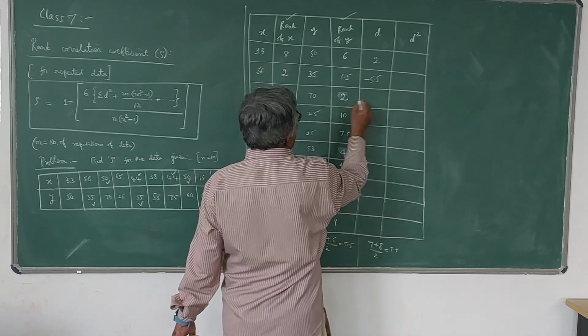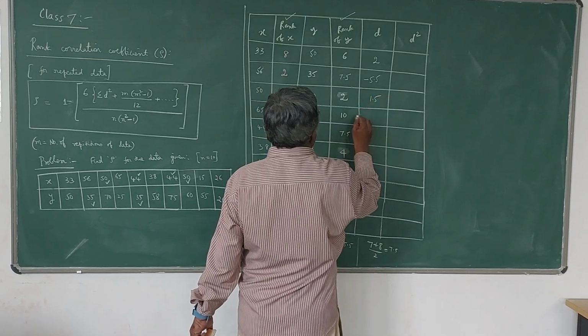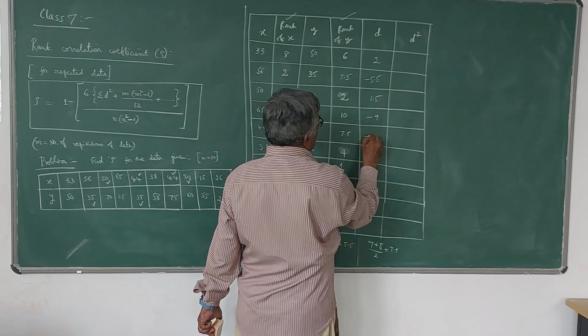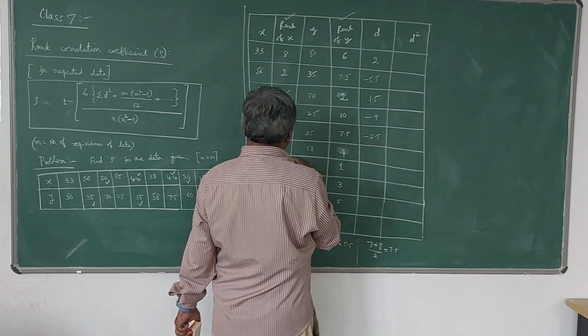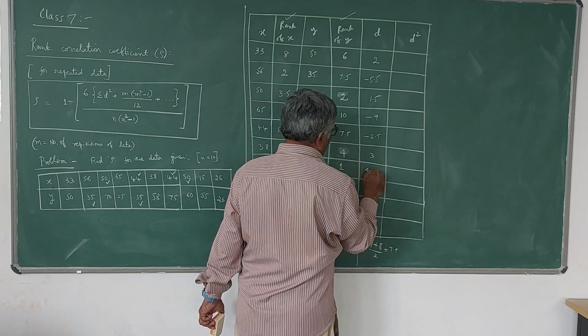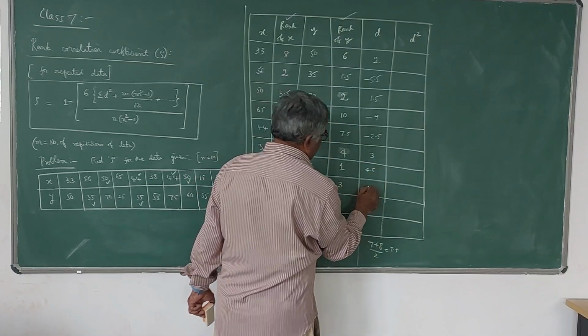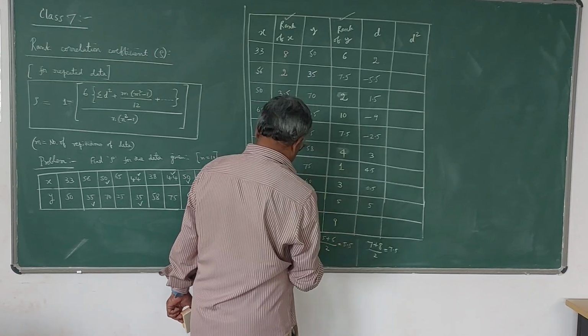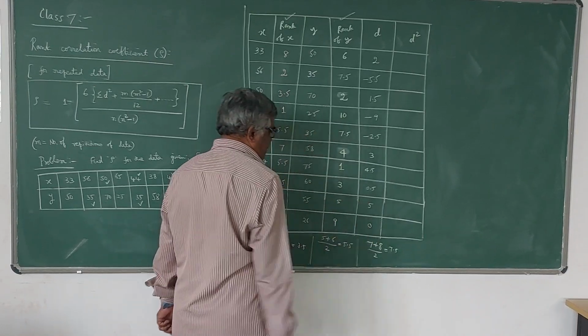Then 3.5 minus 2, 1.5. 1 minus 10, minus 9. 5.5 minus 7.5, minus 2.5. 7 minus 4, 3. 5.5 minus 1, 4.5. 3.5 minus 3, 0.5. 10 minus 5 is 5. 9 minus 10 is 0.